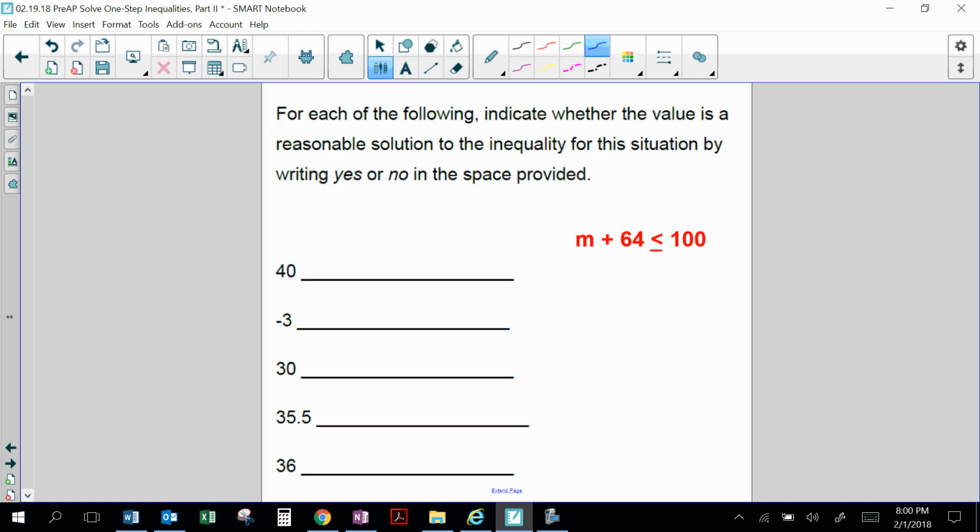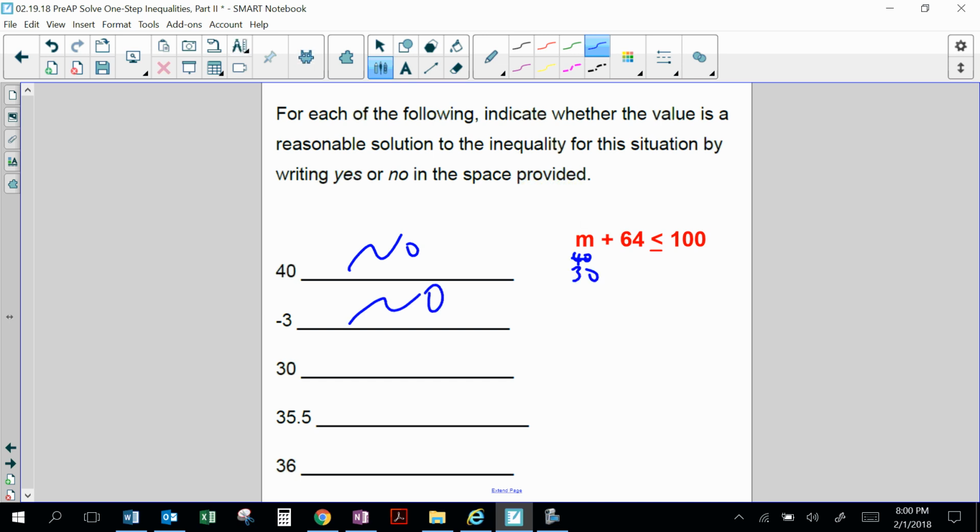So it's right here. This is another way. We usually write the variable first. So she can send some messages plus the 64 she already sent, but it has to be less than or equal to 100 because 100 is the most she can send. Can she send 40? That is 104. No, she cannot. Can she send negative 3? Does that make sense? Can you send negative text messages? No.